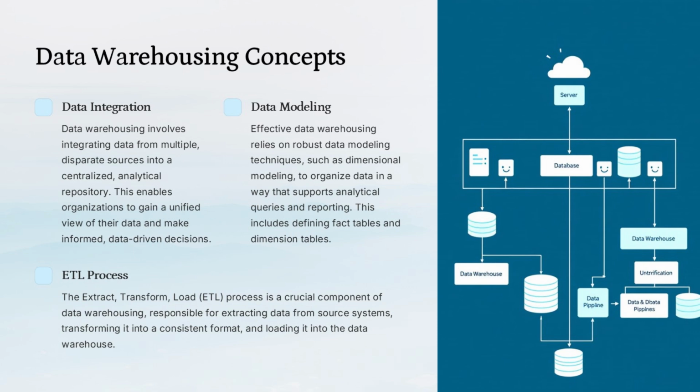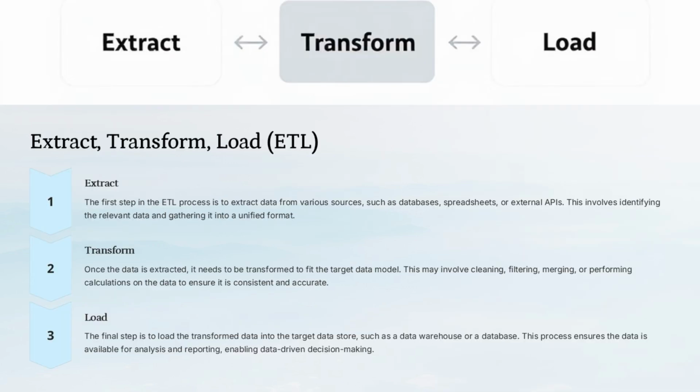Data warehousing is about integrating data from multiple sources into a centralized, analytical repository. This gives organizations a unified view of their data to support data-driven decision-making. Effective data modeling, like dimensional modeling, is key to organizing data in a way that supports analytical queries and reporting. The ETL process, extract, transform, load, is crucial for getting data from source systems into the data warehouse in a consistent format. The ETL process is a fundamental part of data management and business intelligence.